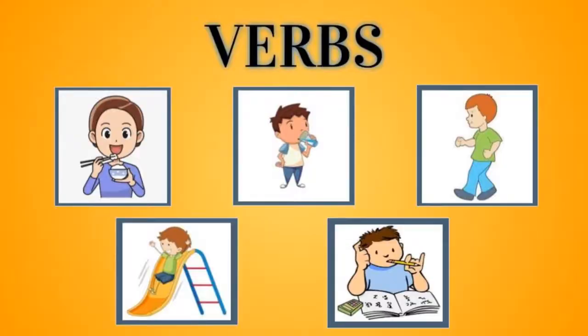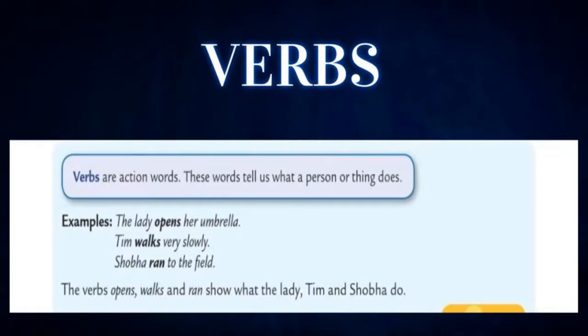Okay students, now look at some pictures here. What are the pictures? Yes, first one is eat, second one is drink, third one is walk, fourth one is play, and the last one is study. It means all the pictures indicate an action. Yes or no? Yes, all the pictures indicate an action. It means now we are going to see a new chapter, that is verbs. It means action words. Okay students, let us see what are verbs.